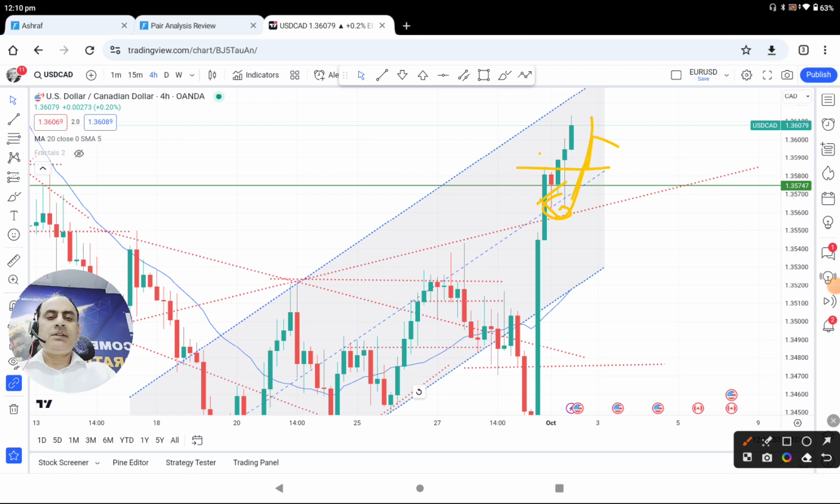When the market was at this level, we said let's see if the market is going to reverse, but more likely we are bullish on dollar CAD. Beautiful long trade here. The market is about to hit the profit target.